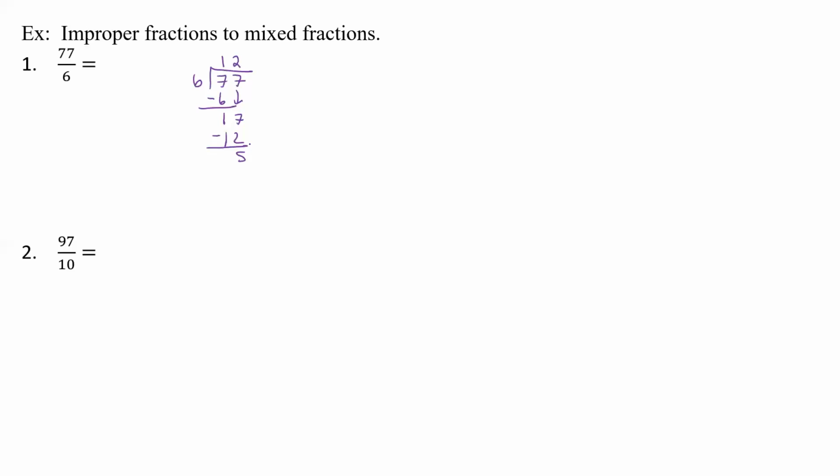Subtract, and that's 5. So now we've got the whole number out front. This is the remainder, and then we have it over that. So it's going to be 12 and then 5 over 6. And that will be our mixed fraction.